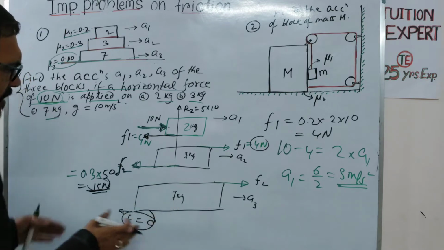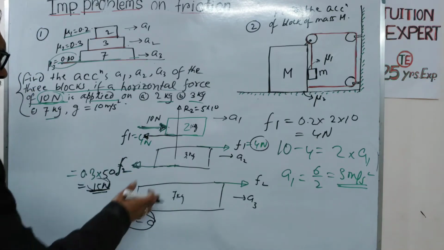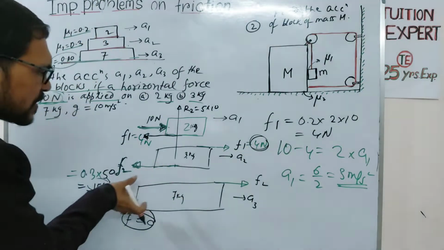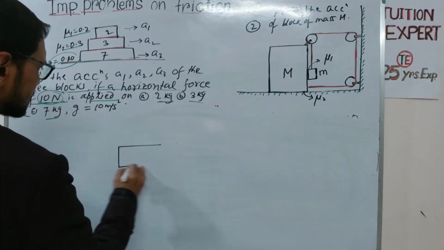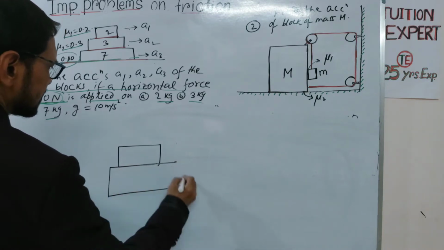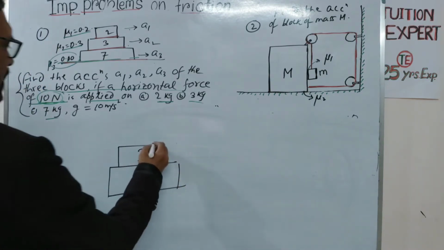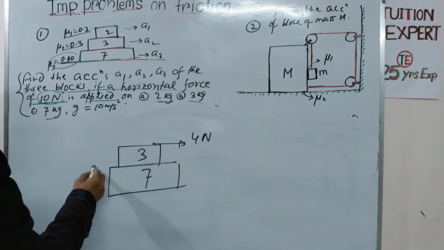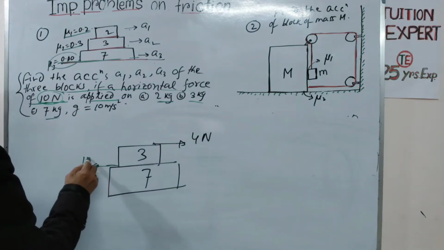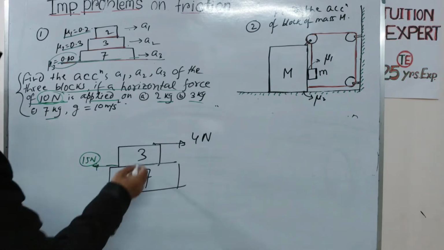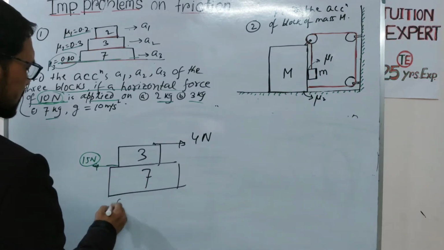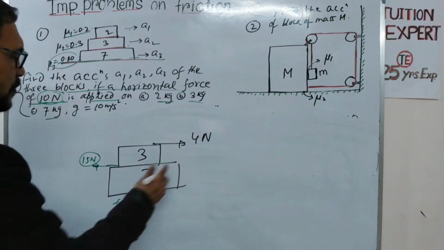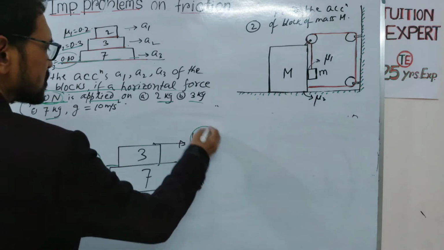So 3 and 7 behave like a whole body, a single body, and the driving force acts on this whole body. Here the driving force is 4 Newton, and the friction force is 15 Newton, so the 3 kg cannot move over the 7 kg. Here the friction force on the ground is 0. So 3 and 7 move together as a single body, with driving force 4 Newton.